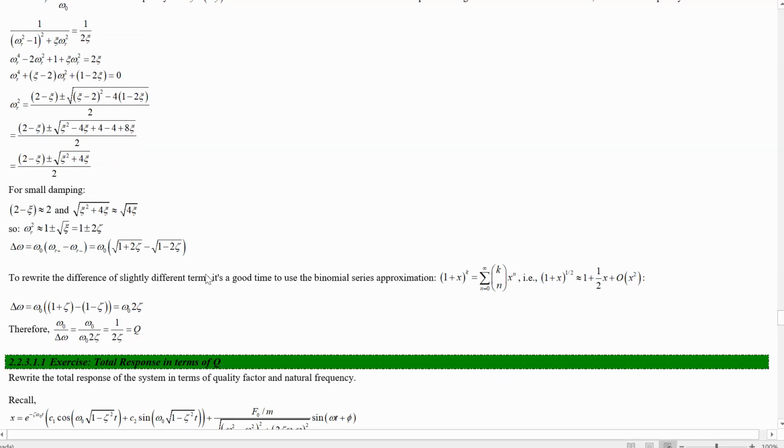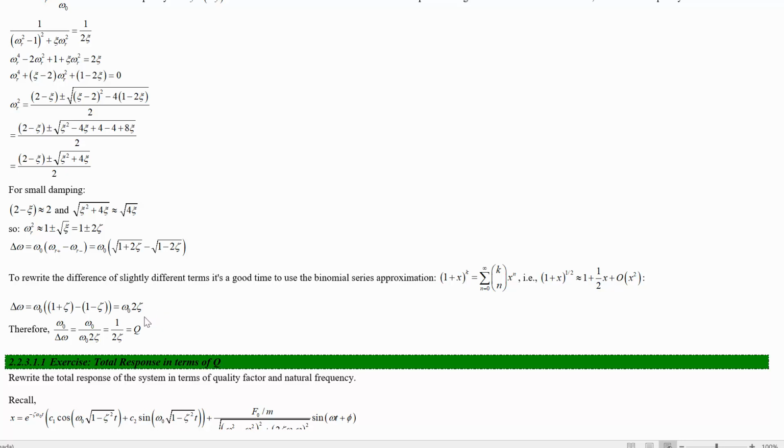Next, we're going to use just one more approximation, which is a binomial series approximation, which in the instance that we need, 1 plus something all to the power of a half is basically, as long as that something is small, like xi is, 1 plus a half that something, plus other things that go like that something squared. And we're going to say that the 2 zeta, when squared, is small compared to just 2 zeta. So forget about these higher order terms, but we need the first zeta term because the 1's are going to cancel. So we're left with delta omega is omega naught times 2 zeta.